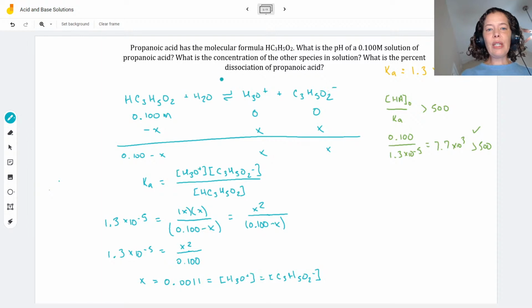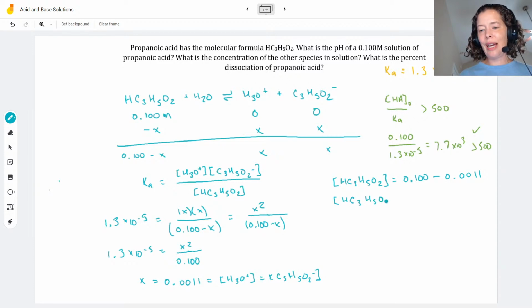So what we also need is the concentration of all the species in solution. So we need our concentration of propanoic acid, but this is pretty easy. All we need to do is subtract x here. So our concentration of propanoic acid is going to be 0.1 minus our value for x, which we have right here, is 0.0011. And you can see the concentration really doesn't change all that much because this is a weak acid.